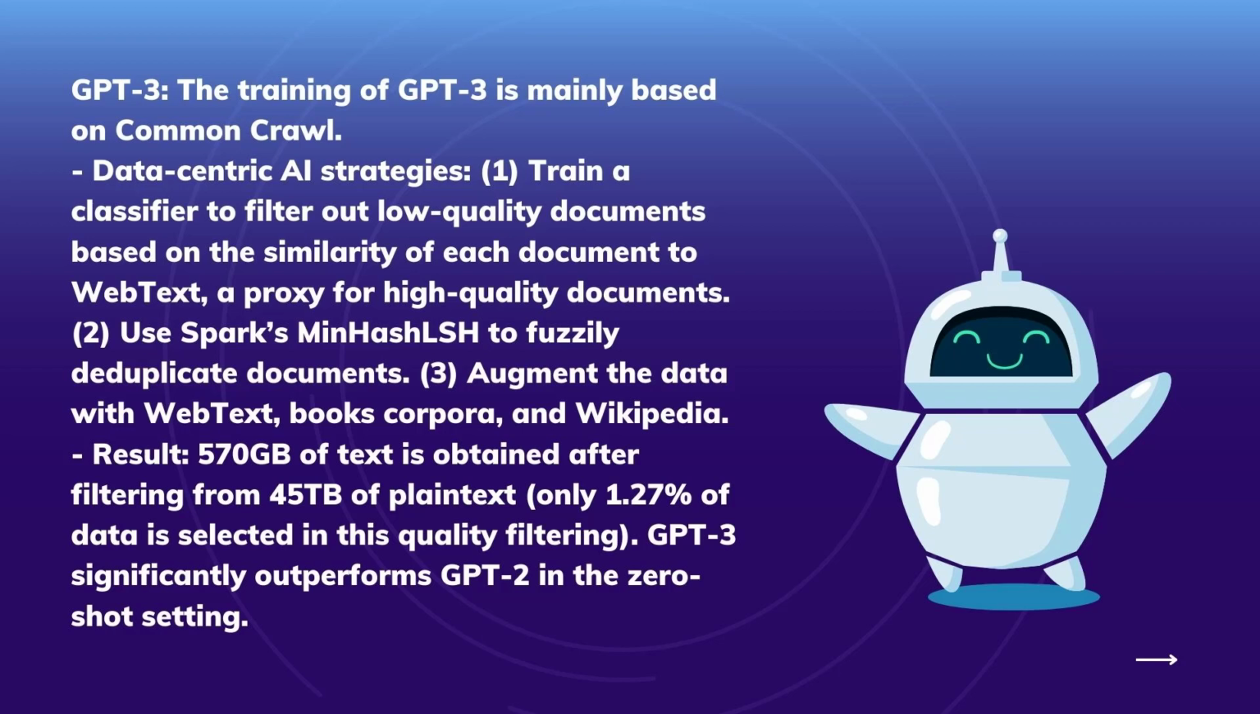Result, 570 gigabytes of text is obtained after filtering from 45 terabytes of plain text. Only 1.27% of data is selected in this quality filtering. GPT-3 significantly outperforms GPT-2 in the zero-shot setting.